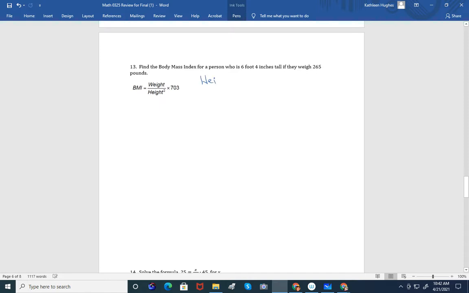So the height here, which was 6 feet 4 inches, we need to change 6 feet into inches. So we have to do 6 times 12, that gets us that in inches, plus the 4 additional inches. That's a total of 76 inches. 6 feet tall is 72 inches, so plus the 4 more.